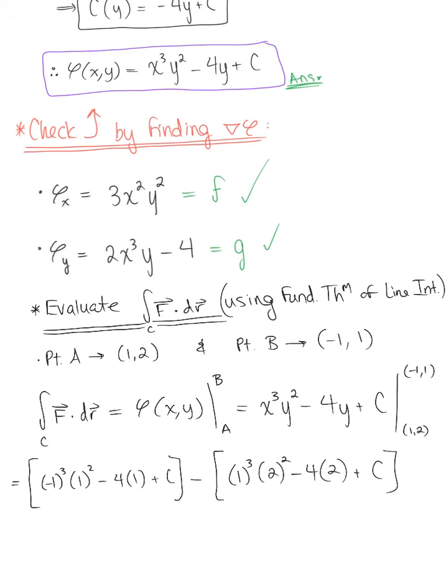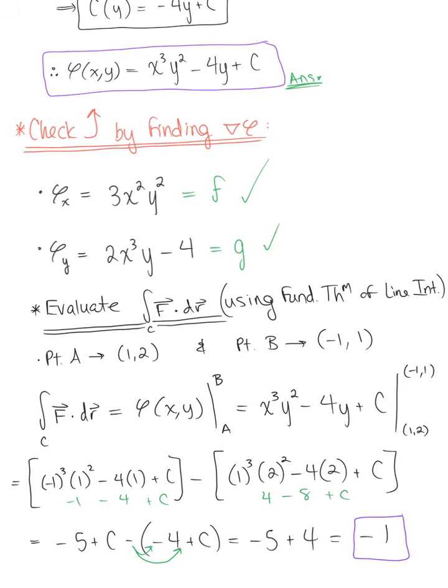So let's see, we can simplify this a little bit. We have minus 1 minus 4 plus c in our first evaluation. And then in our second evaluation, we have 4 minus 8 plus c. So this leaves us with a negative 5 plus c minus a negative 4 plus c. And if we distribute our negative through here, we see we have some beautiful cancellations. So we have negative 5, the c's will cancel out, plus 4, leaving us with our beautiful final answer of negative 1.